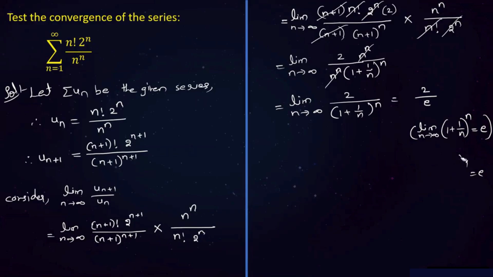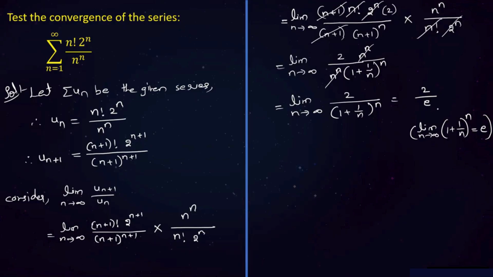Look at it. We got the limit as 2 by e. Okay, the limit is 2/e, but it is less than 1. Definitely it's a finite value for sure. But depending on that value, we are going to decide. If it is less than 1, it is convergent. If it is greater than 1, we can say it is divergent. If it is equal to 1, we cannot say anything, right?